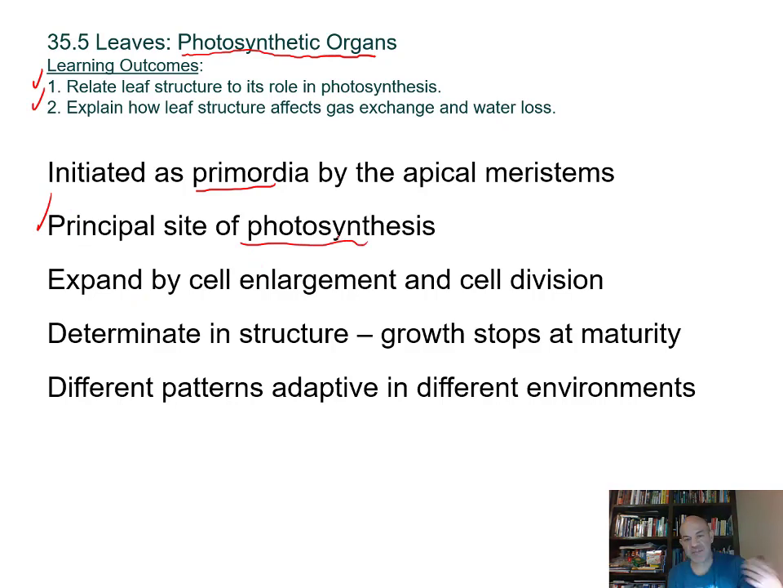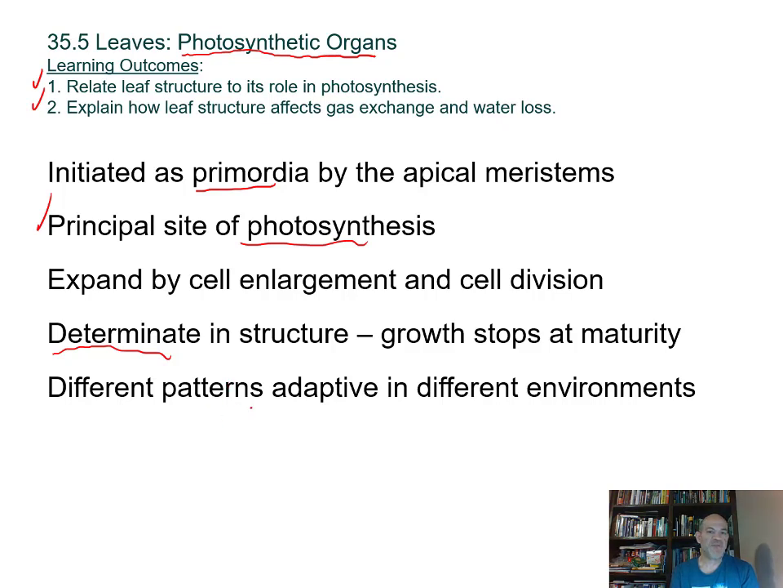In some cases, stems can do that. We saw that with the cactus in the prior example, and then they expand by cell division, and the structure of the plant is determinate. So the leaves typically have a typical size, a range roughly, that they grow to, and then they stop growing. They don't continue to grow the way a stem would.